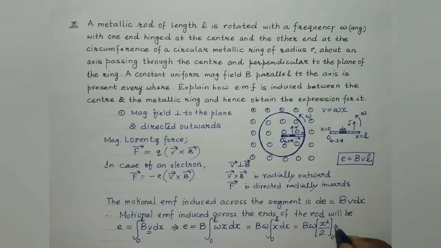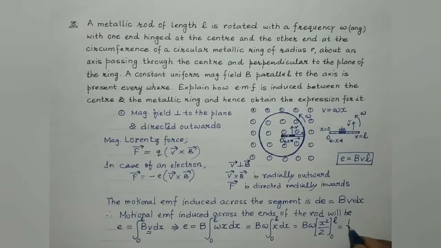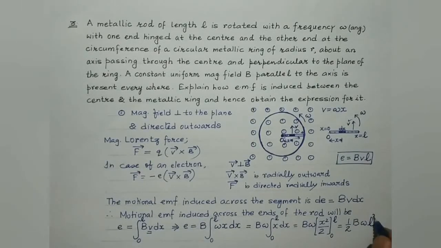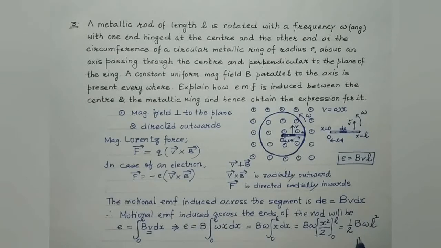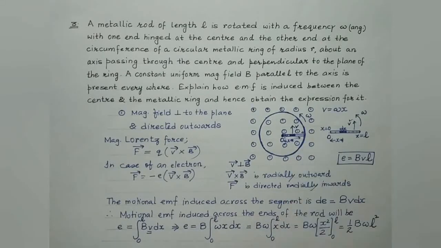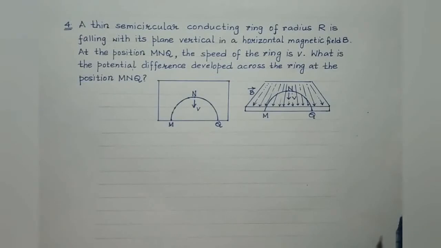Limits would be from 0 to L. So what we get is half B omega L square. So students, this is the expression for the EMF which gets induced between the center and the metallic ring. Now let's proceed to the next question.